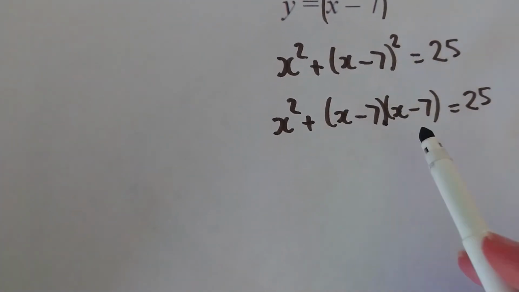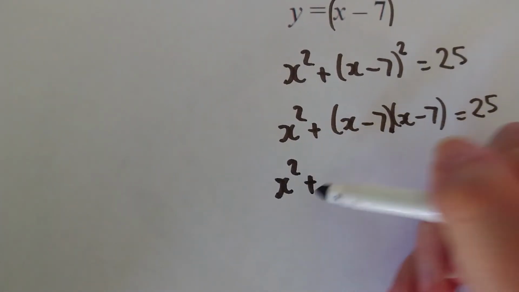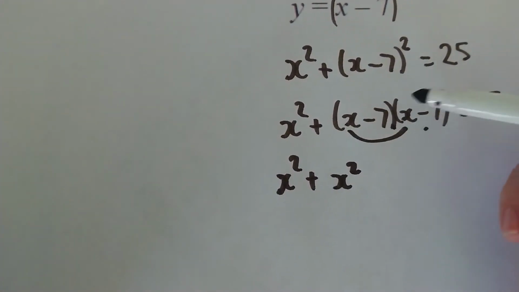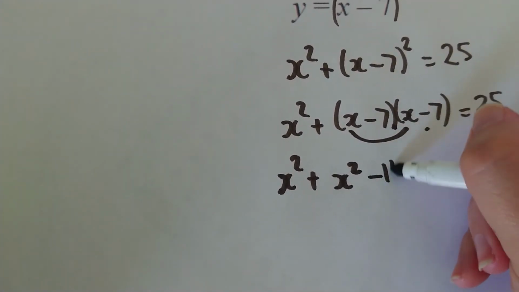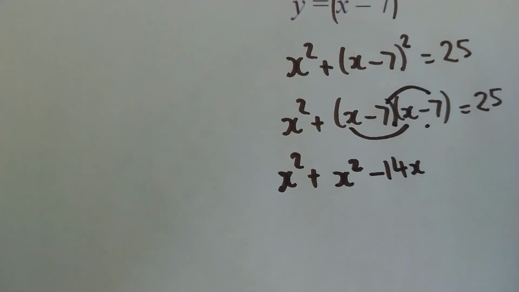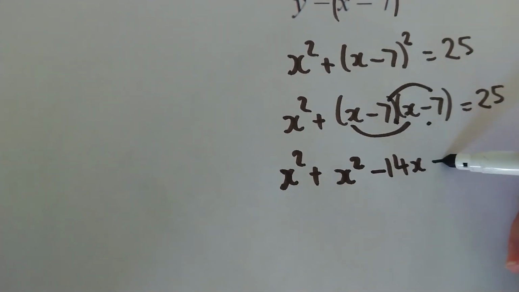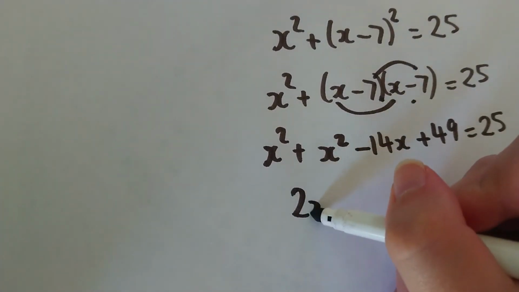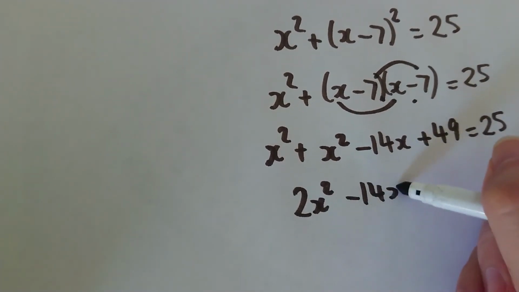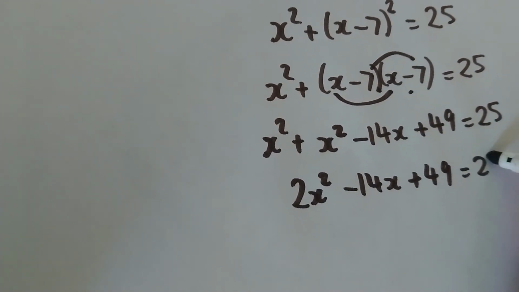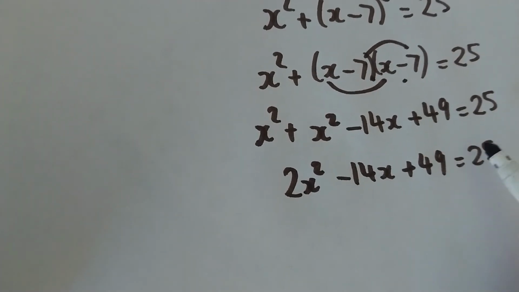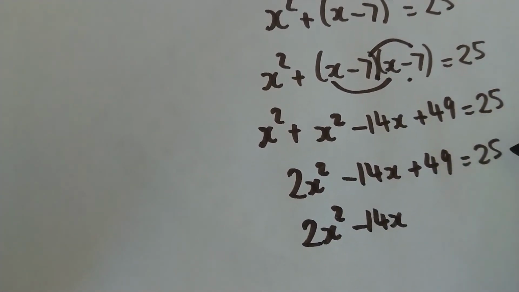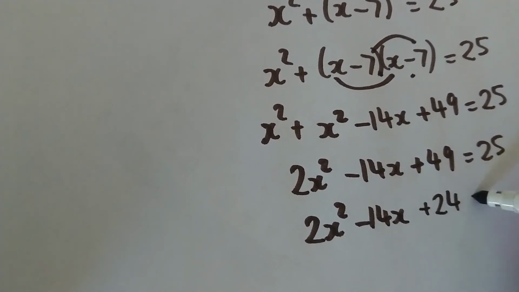And now we're going to expand these brackets. The first x squared will stay the same. If I expand these brackets, I'm going to get x squared. Then I would get minus 7x minus another 7x, so that is minus 14x. And then finally I would have minus 7 times minus 7, which is positive 49. Simplifying that, I've got 2x squared minus 14x plus 49 equals 25. Again, this is quadratic, so let's minus the 25. I'd get 2x squared minus 14x, and 49 take away 25 is 24.